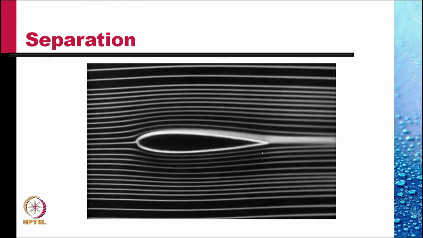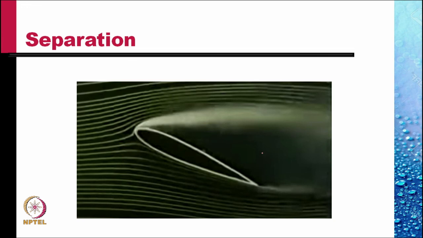Separation also takes place on aerofoils if the aerofoils are at large angle of attack. In this case, we have shown a small angle of attack. A boundary layer that is developing on the upper surface is shown here by smoke streak lines. When we increase the angle, if the flow was to go around this, then the pressure would increase. And so it creates an adverse pressure gradient very close to the nose, and the flow separates itself from the wall at the nose itself.